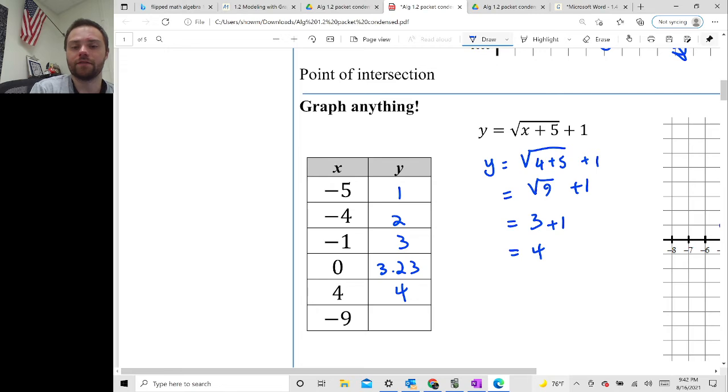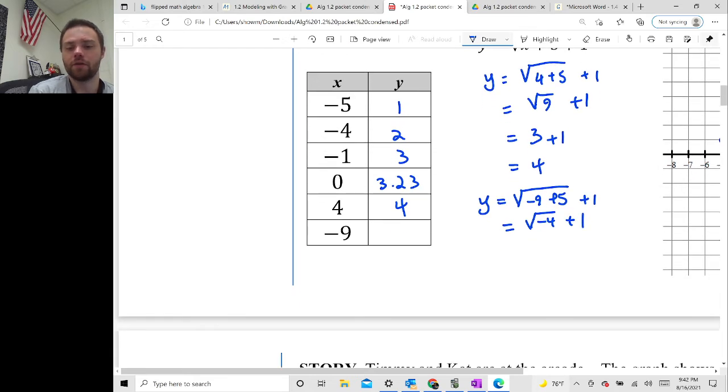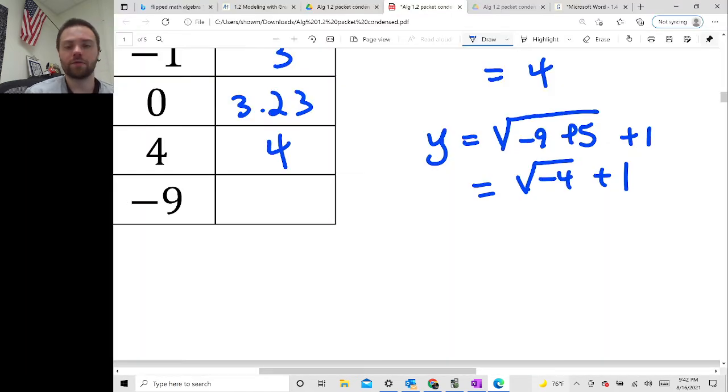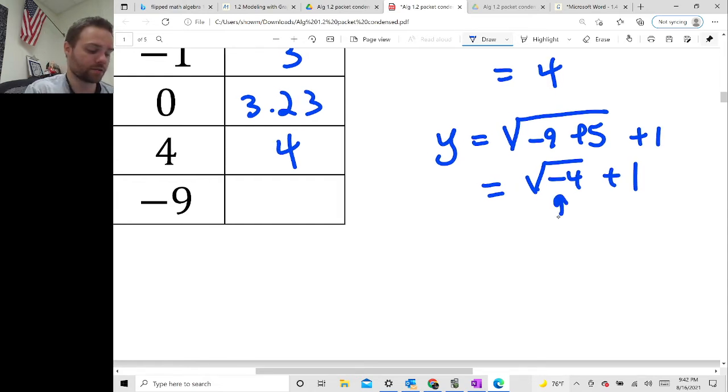The next thing they've got is -9. So I've got y equals the square root of -9 plus 5 plus 1, which is the square root of -4 plus 1. And you might be wondering, okay, well, the square root of 4 is 2. So the square root of negative 4 must be negative 2. Well, not quite. The definition of square root means you're literally looking for two of the same numbers that multiply together to be the inside of the square root.